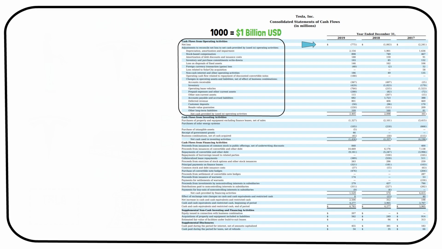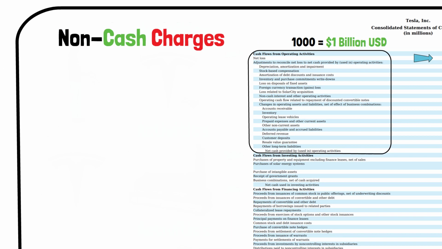After the net loss, non-cash charges are added. Non-cash charges are the recorded costs on the income statement that didn't actually cost Tesla cash that year. One non-cash charge is depreciation. Depreciation is an accounting practice that charges the business for a big purchase over its useful life, instead of all at once.